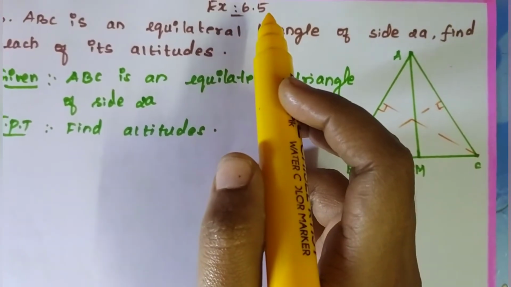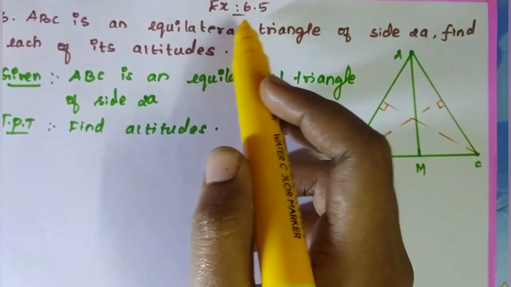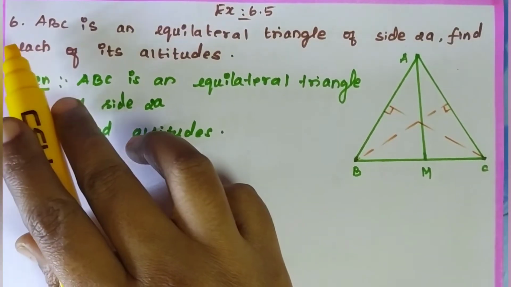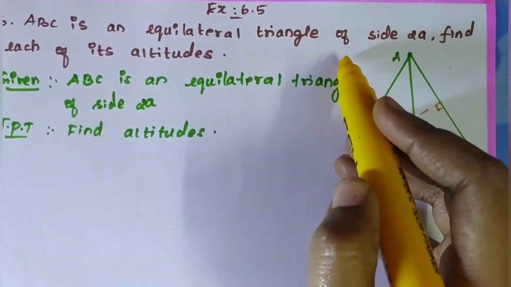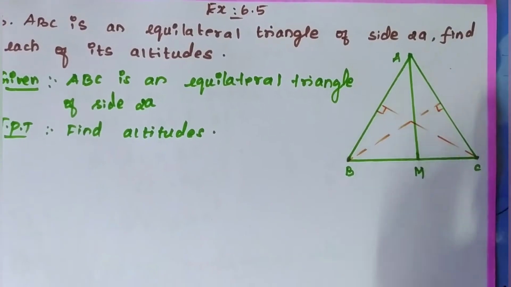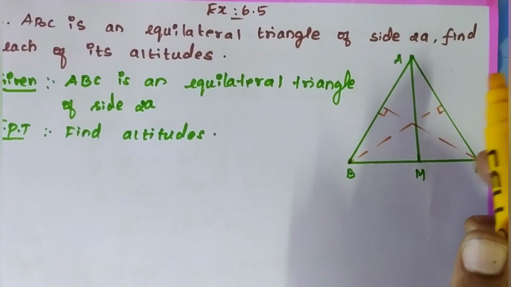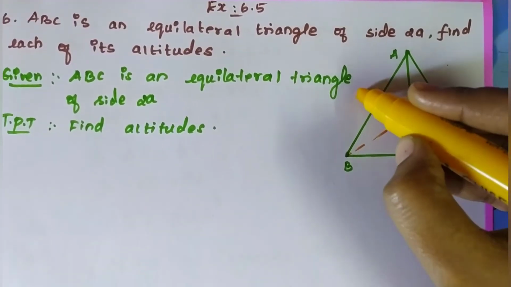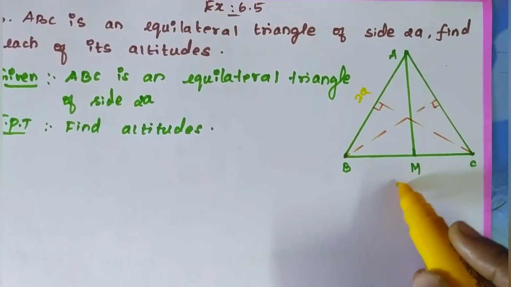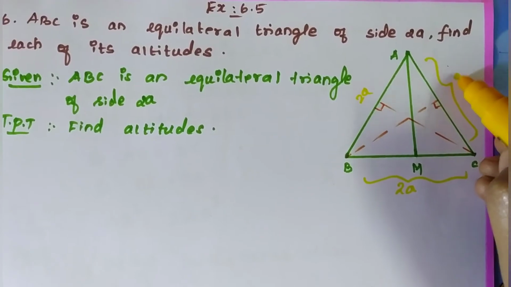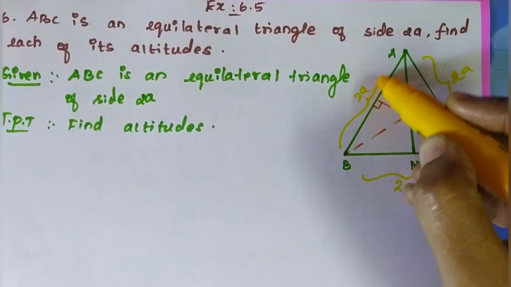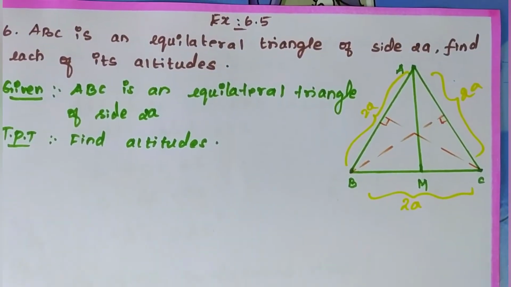Namaste students. In this video we are going to see exercise 6.1, sixth problem. ABC is an equilateral triangle of side 2A. AB is 2A, this is 2A, and this one is also 2A. Equilateral triangle means all the sides are equal.